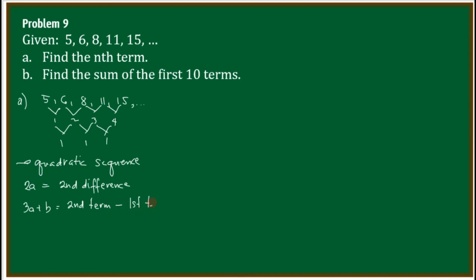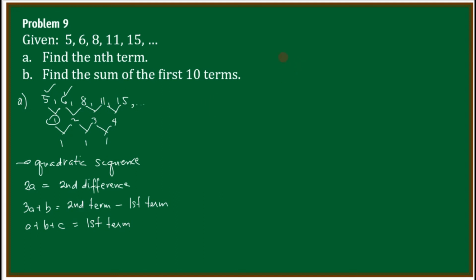So, meaning, yung 3a plus b, equate mo dun sa first difference. So, ano ba yung first difference? Yung 1. Kasi siya yung second term minus first term. Okay? Then, we have a plus b plus c equals first term. So, yun lang naman. Pag nakuha natin yung values ng a, b, c, makukuha na natin yung nth term ng quadratic sequence. So, solve natin.